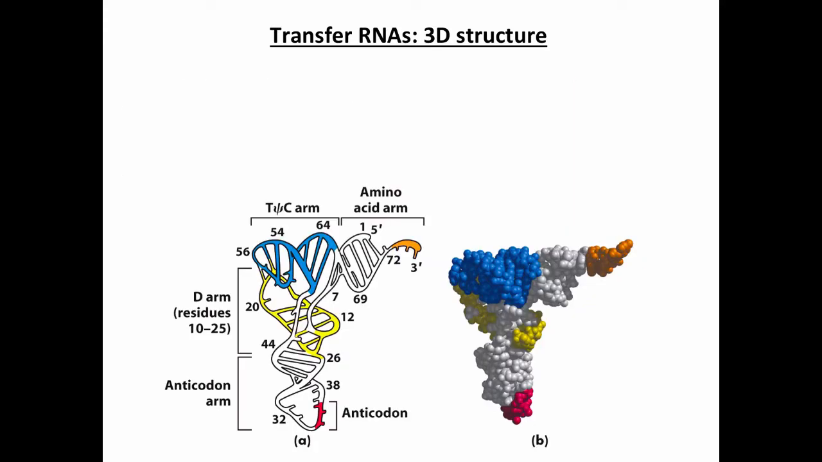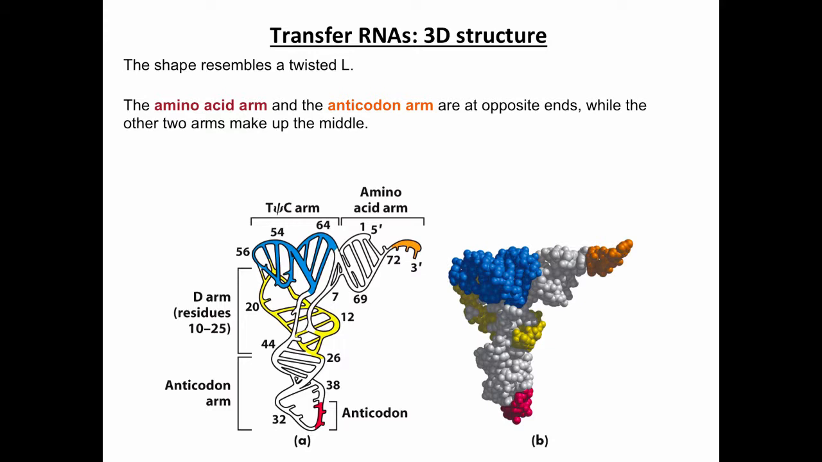And then here's the 3-dimensional structure of a tRNA. It has this twisted L conformation, and here you have your amino acid arm, up here at the top, and that's at the opposite end of the anticodon arm at the bottom. Then you have your 2 other arms that make up the middle. This T psi C arm is the portion of the tRNA that is going to actually interact with the large subunit of the ribosome.